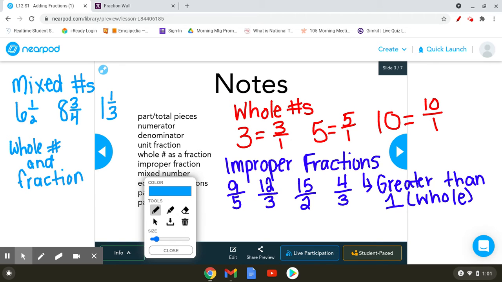Mixed numbers are also greater than a whole because that means I had 6 wholes and a little bit more. I had 8 wholes and a little bit more. I didn't quite get to the next whole number of 9. I have a value that's in between.